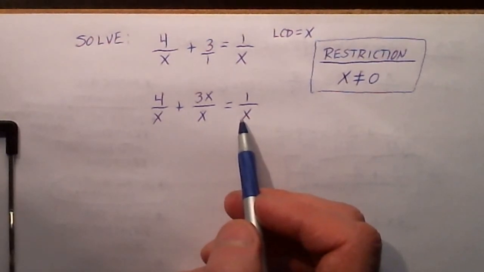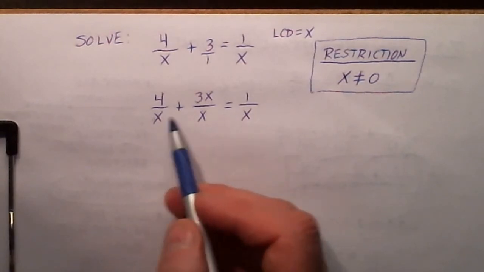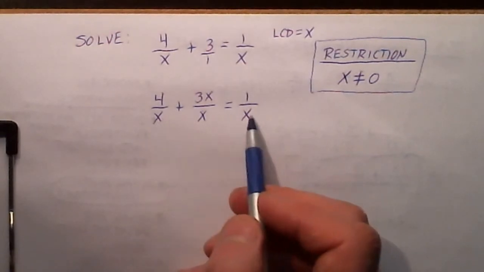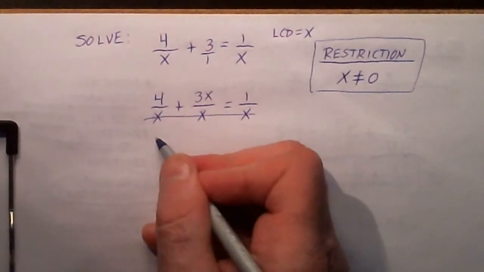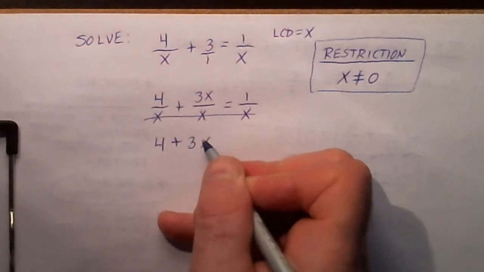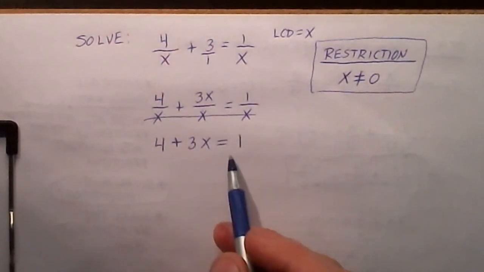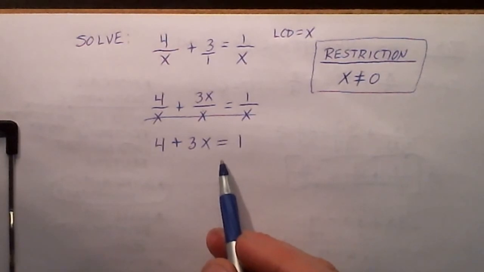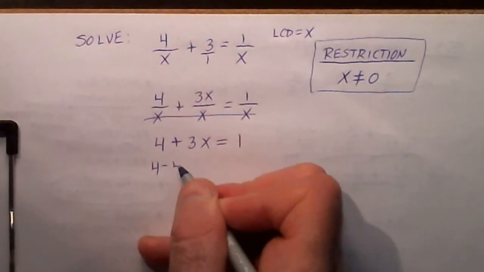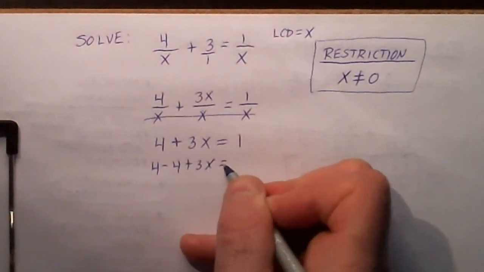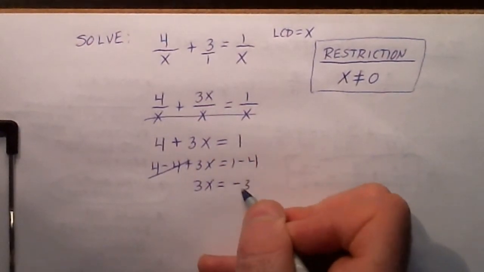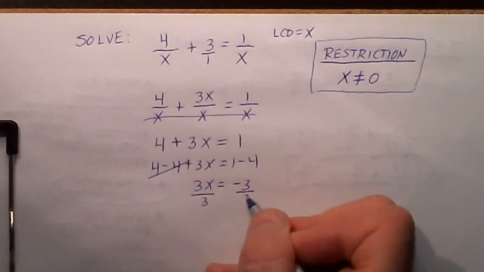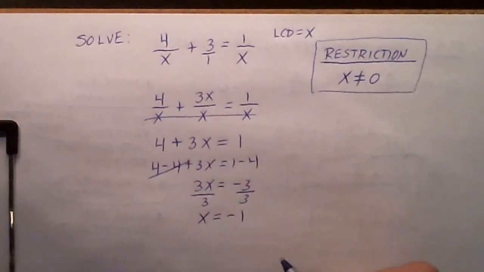And now the next move, ladies and gentlemen, is to just wipe away these denominators. That's legal, of course, if we multiply both sides of this equation by x. So we just wipe these away, and we're left with this equation to solve. So now this is the equation that we have to solve. And so now we're back to a familiar type of situation. We subtract 4 from both sides. The 4's drop out on the left. 1 subtract 4 on the right is negative 3. Divide both sides by 3, and we get x is equal to negative 1.